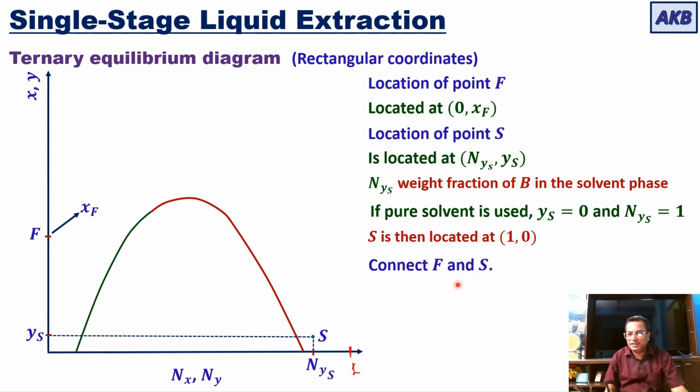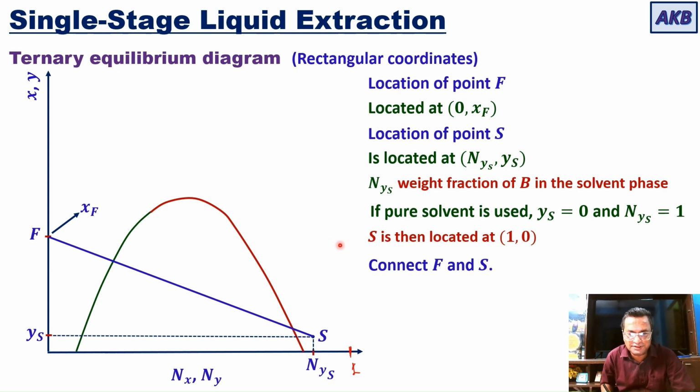Now, we will be connecting F and S, because connecting F and S indicates that you are mixing F and S to produce the mixture. So, let us connect points F and S and we have this diagram. Okay, so let us continue further.